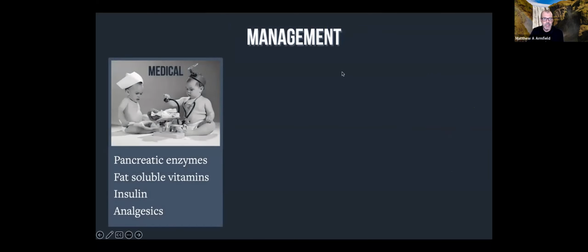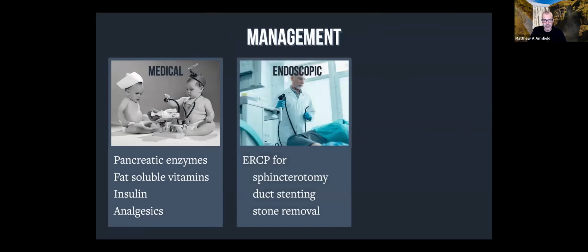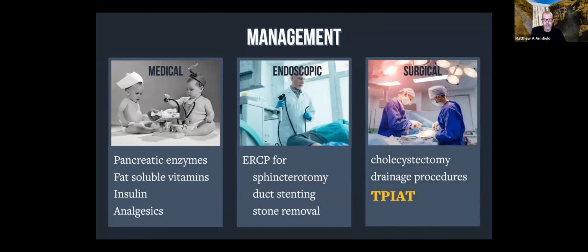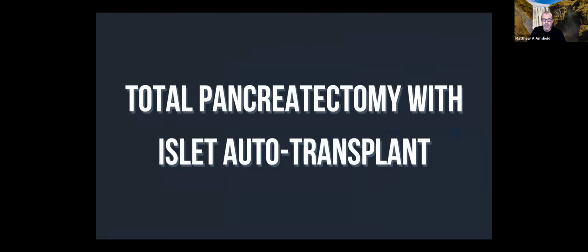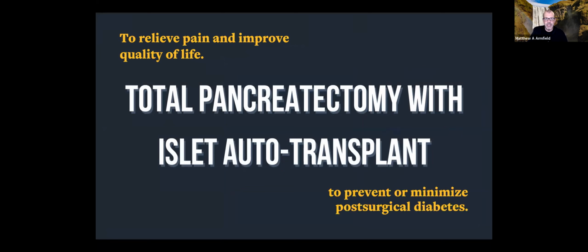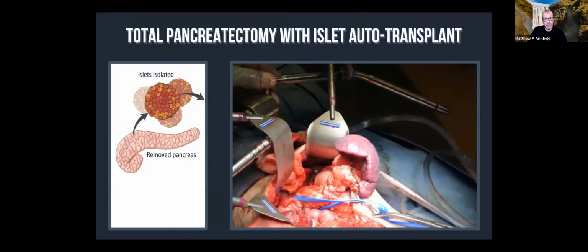So, like was mentioned, management medical therapies include treatment of endocrine or exocrine insufficiency, fat-soluble vitamins, and pain medications. Endoscopic therapies include ERCP for sphincterotomy, biliary or pancreatic duct stenting of strictures, or stone removal. Surgical therapy can include cholecystectomy, drainage procedures, or what we're going to talk about, the TPIAT procedure. This is a total pancreatectomy with islet auto transplant. The total pancreatectomy is to relieve pain and improve the quality of life, whereas the auto transplant is to prevent or minimize post-surgical diabetes.